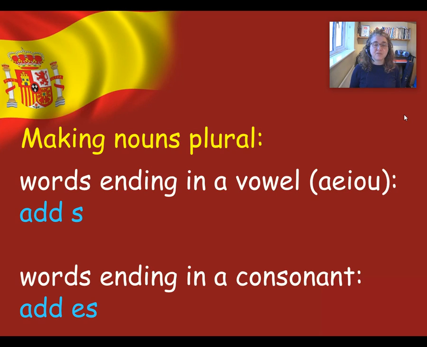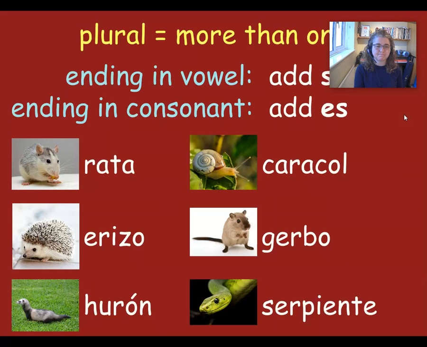Remember, if your noun ends in a vowel, A, E, I, O, or U, then to make it plural, to say that there's more than one, you put an S on the end. If your word ends in any other letter, those are the consonants, then you need to add ES. So if it ends in a vowel, you add S. If it ends in a consonant, you need to add ES.